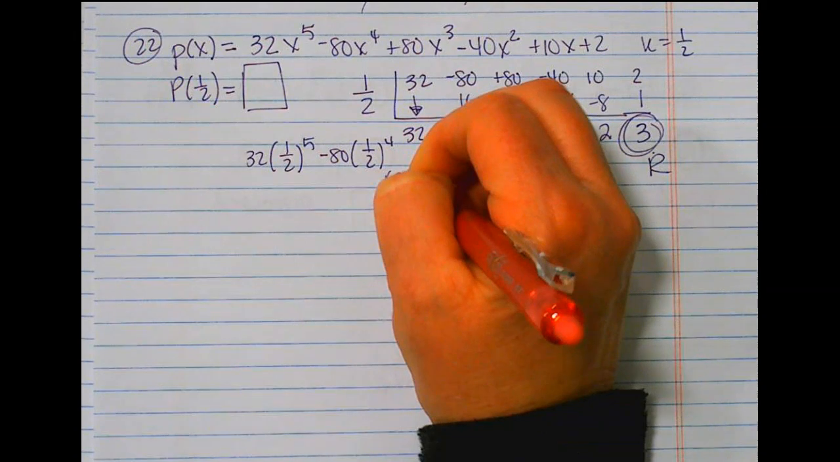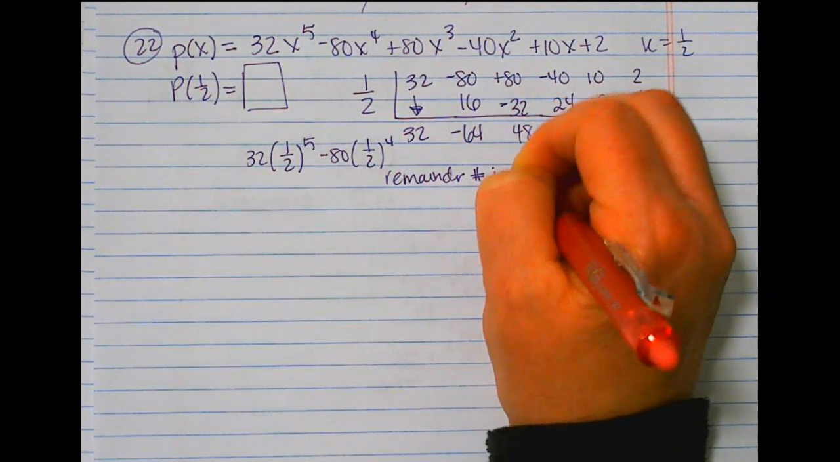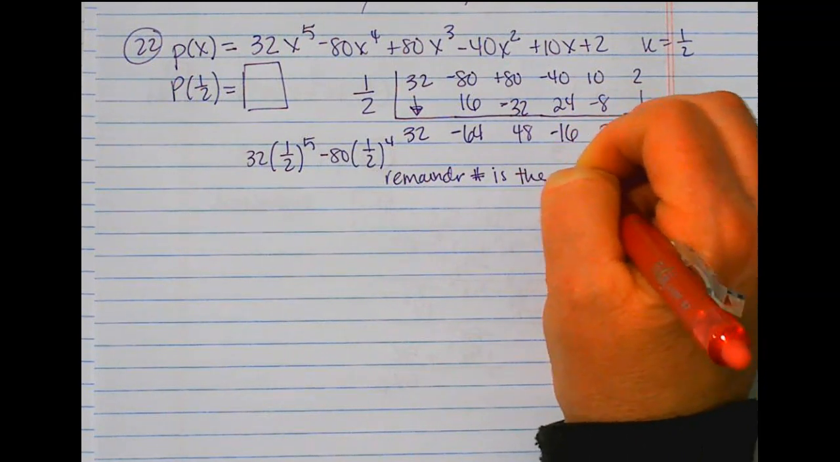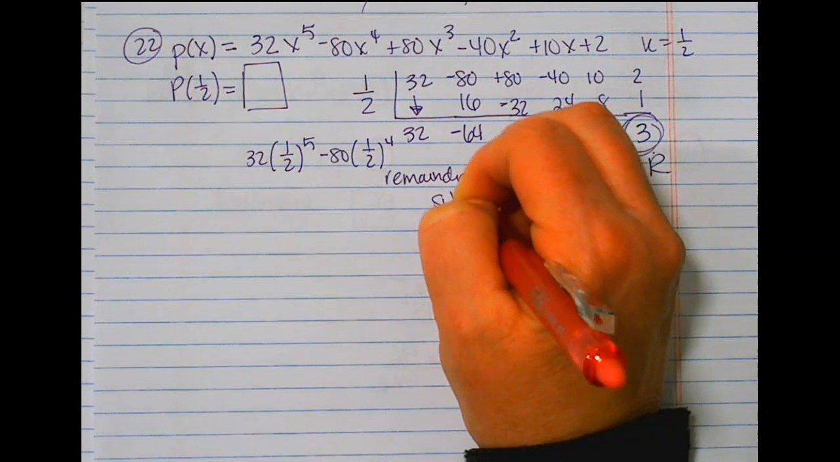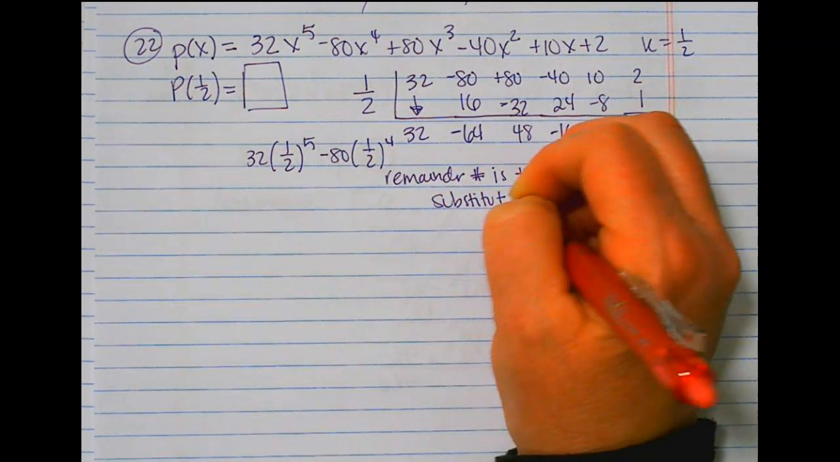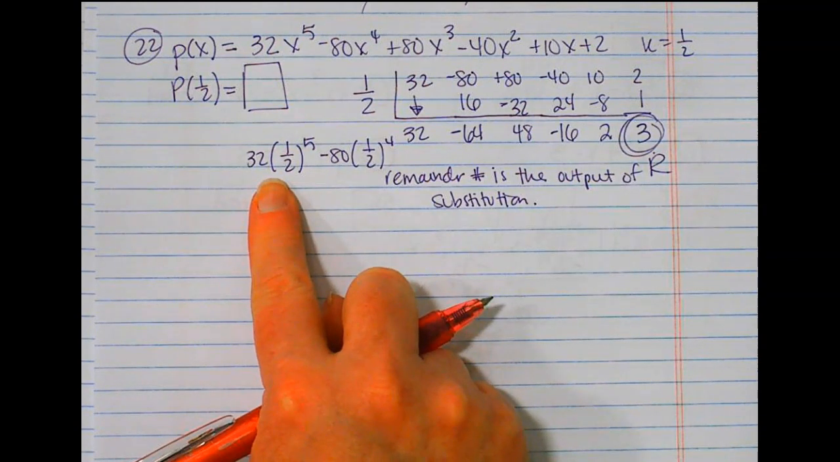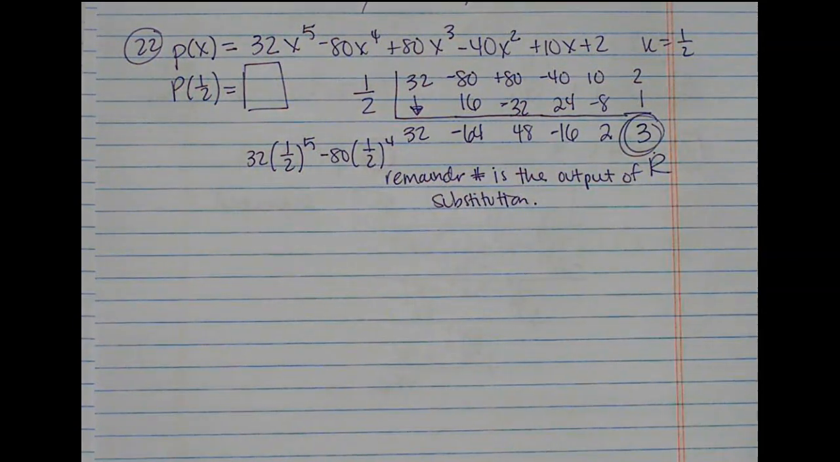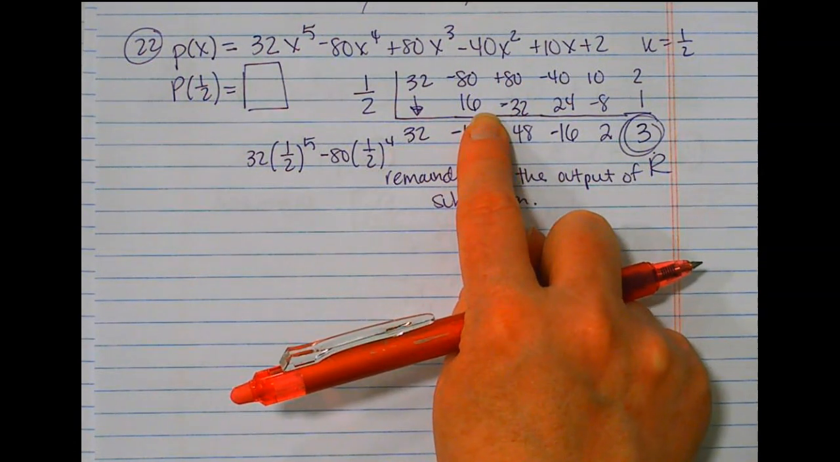Remainder number is the output of substitution. Does that make sense? If I had substituted it in, I would have had to do all this math and add it up. But instead, I just had to take these numbers and add them up. They were pretty simple. So that's what 22 was about.